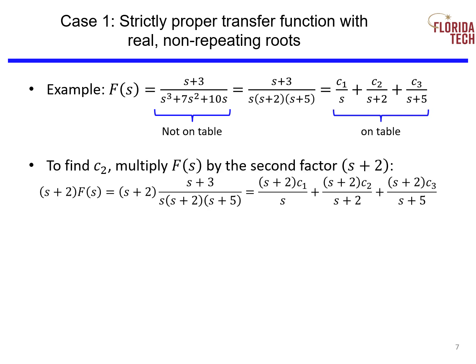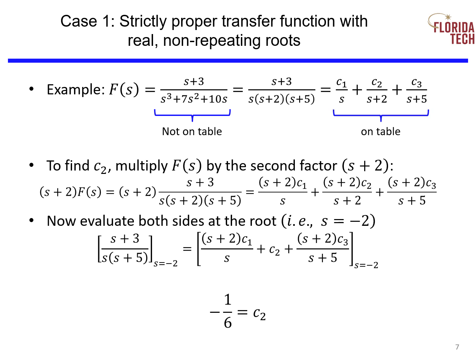To find C2, multiply f of s by the second factor, s plus 2. Now evaluate at the root, in this case s equals -2. On the right-hand side, only C2 remains. On the left-hand side, we get -1/6 after we substitute s equals -2. So C2 equals -1/6.